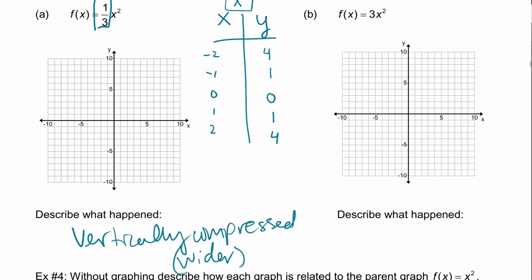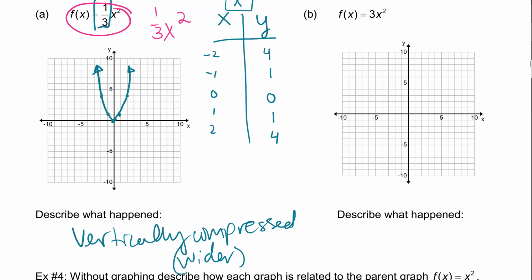Let's plot our parent function. So I have the points 0, 0, 1, 1, 2, 4, negative 1, 1, negative 2, 4. I think this is the 4th, 5th time that we've graphed this regular parabola. This is the parent function, the most simple, basic parabola. And then I'm going to go in with a different color that's going to represent my function 1/3 x squared.